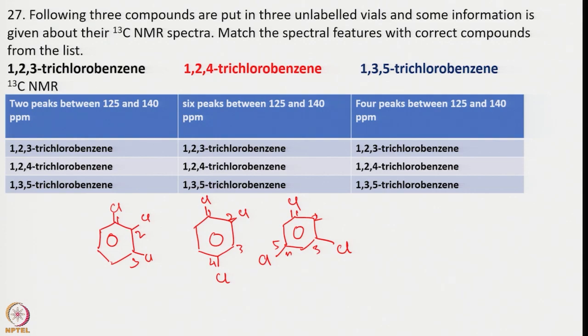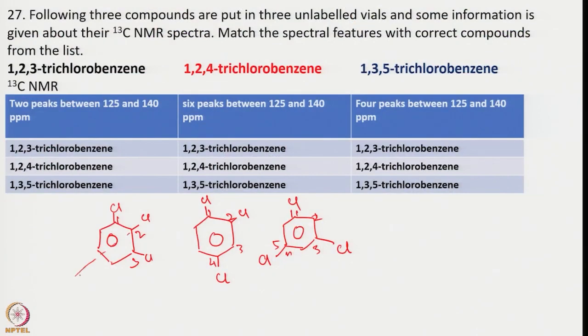Now, if we just look into the different distinct carbon signals for each one, then answering these questions shouldn't be a problem. If you look into this one, you can see rotation is there. So as a result, 1, 2, 3, and 4 signals can be seen here. And in this case, 1, 2, 3, 4, 5, 6, all 6 are different. Whereas in this case, we'll see only 2 signals here. So that means two peaks between 125 and 140 will be for 1,3,5. So you can take this one here.